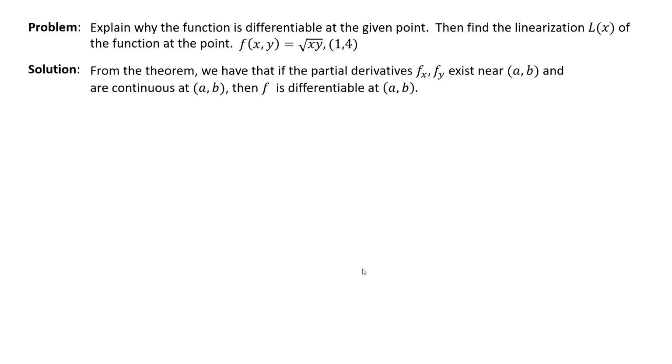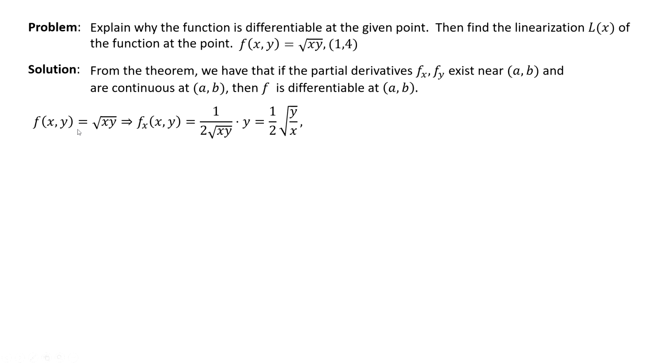The theorem said, if the partial derivatives f sub x and f sub y exist near (a, b) and are continuous at (a, b), then f is differentiable at (a, b). So the differentiability seems to hinge on f sub x at (a, b) and f sub y at (a, b). So let's go ahead and figure those things out.